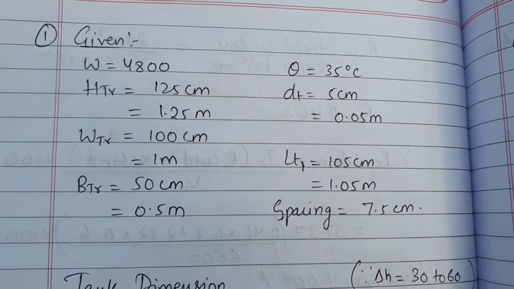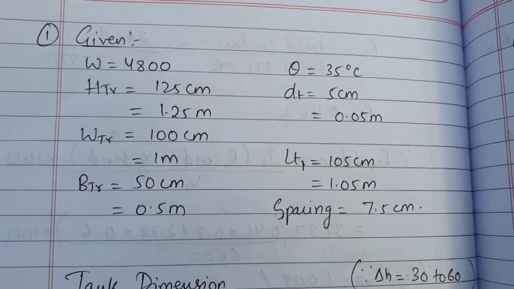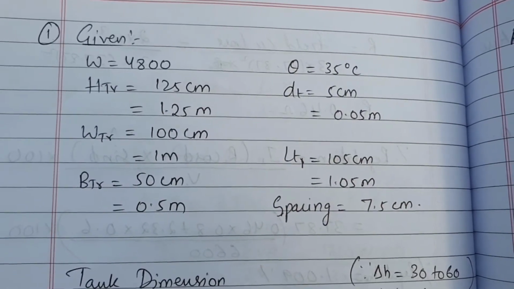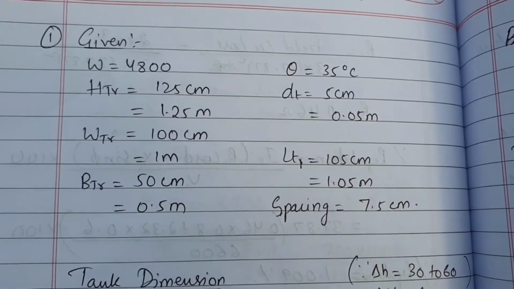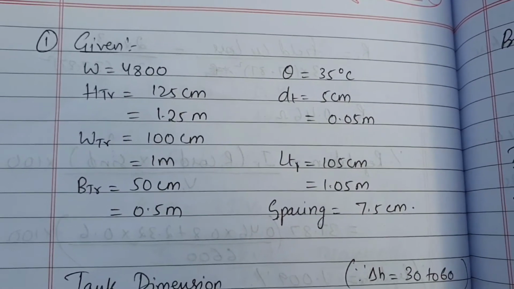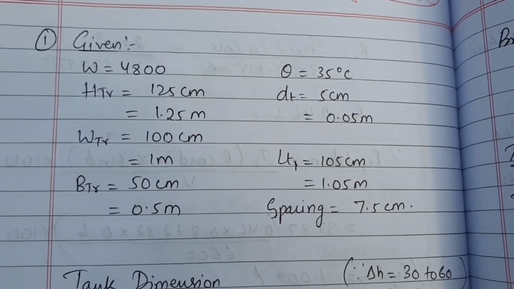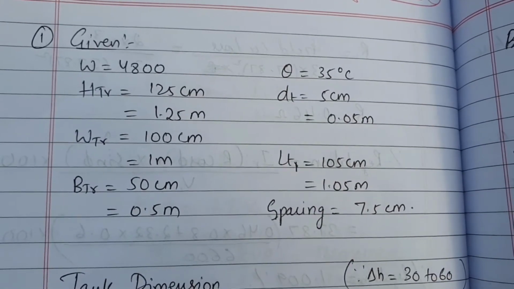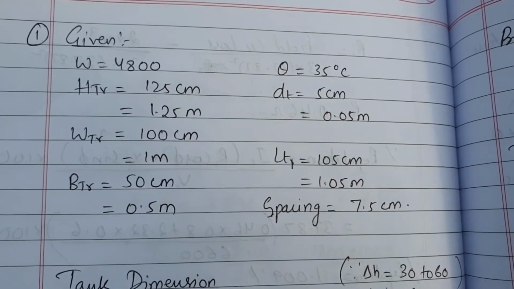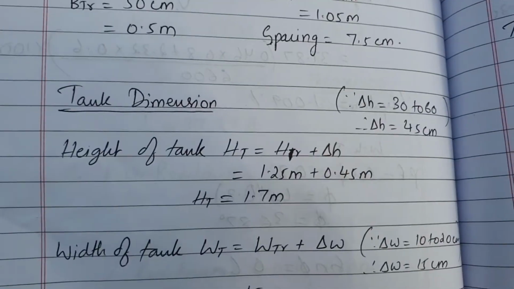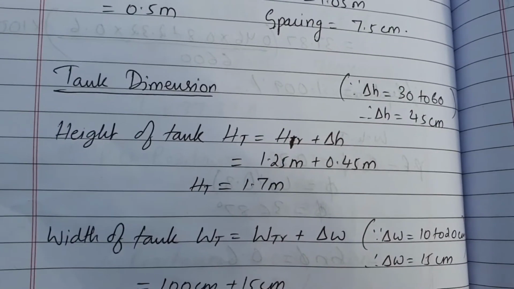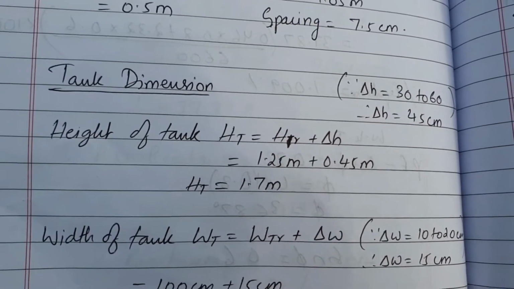Then allowable temperature given as theta is equal to 35 degrees Celsius. Then diameter of cooling tube is 5 centimeter, which will be 0.05 meter. Then length of cooling tube or height of cooling tube is 105 centimeter or 1.05 meter. The spacing between two alternate coolings is 7.5 centimeter. The approach to solve all the numericals of this type should be the same.